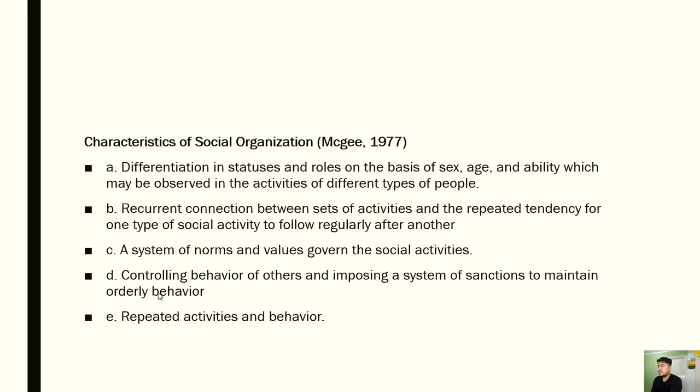Characteristics of social organization: differentiation in status and roles on the basis of sex, age, and ability, which may be observed in the activities of different types of people. Recurrent connection between set of activities and the repeated tendency for one type of social activity to follow regularly after another. A system of norms and values govern the social activities, controlling behavior of others and imposing a system of sanction to maintain orderly behavior and repeated activities and behavior.